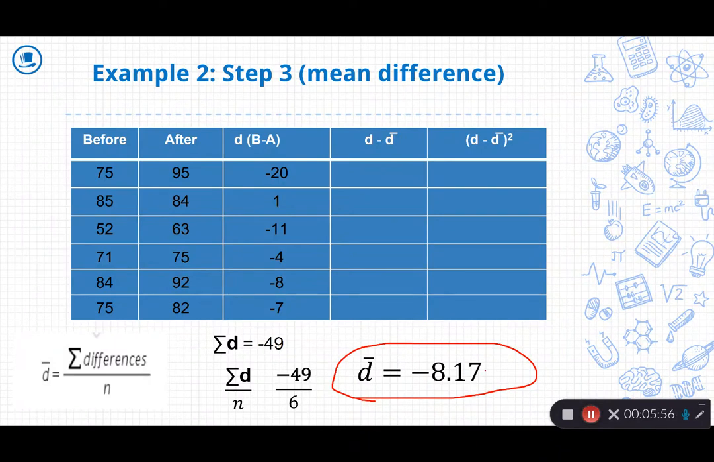The next step is to calculate the deviations and then square each one. And once again, it's a good idea to try and get ahead of me. Try this yourself and see how it works out.